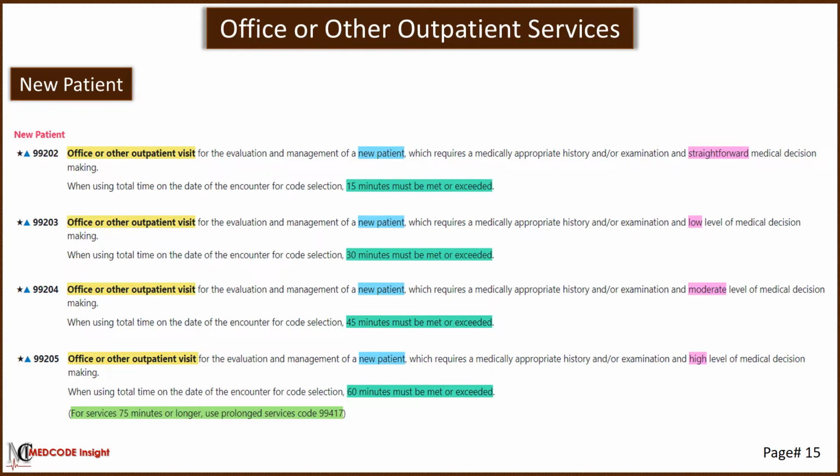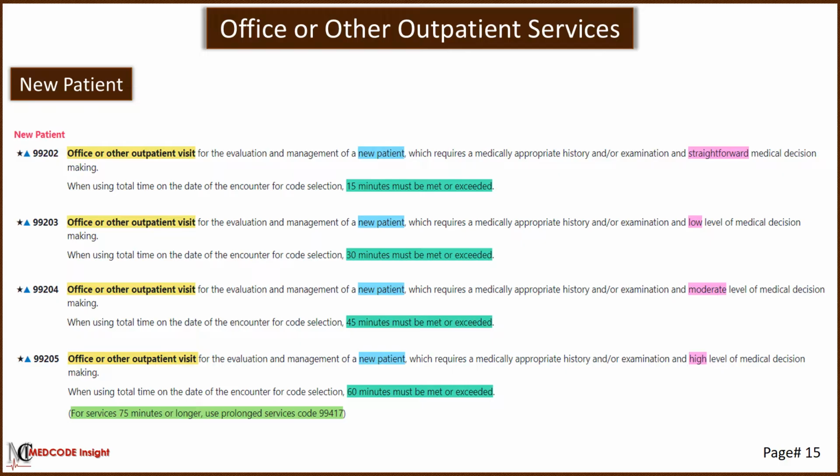Code 99202 is for the office or other outpatient visit for the evaluation and management service of a new patient, which requires a medically appropriate history and/or examination and straightforward medical decision making. Code 99203 is with low level medical decision making. Code 99204 is with moderate level medical decision making, and Code 99205 is with high level medical decision making.